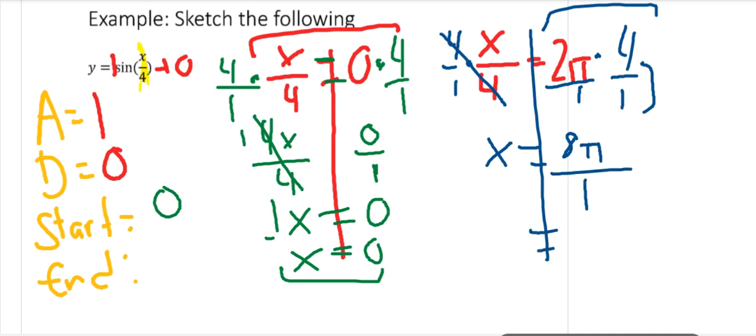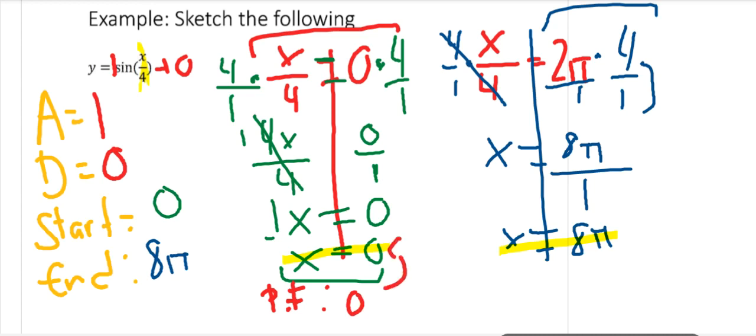8 pi divided by 1 is 8 pi. So x is equal to 8 pi. This would be considered my ending. And so let's just think about these 2 numbers, because this is what you really need to understand. The parent function, PF, usually starts at 0, and it does start at 0, so it matches, which means that didn't change.